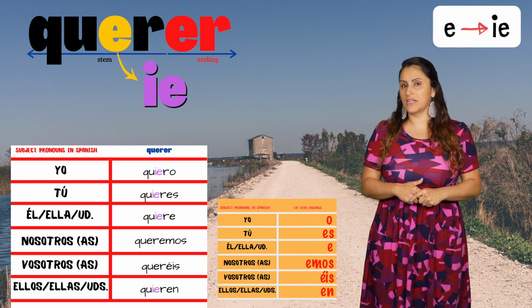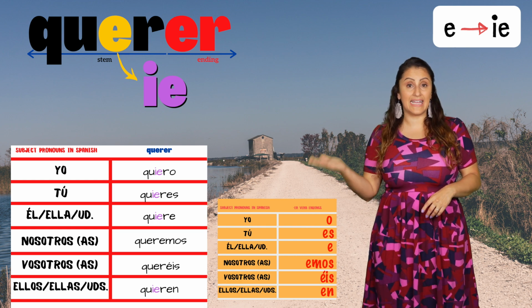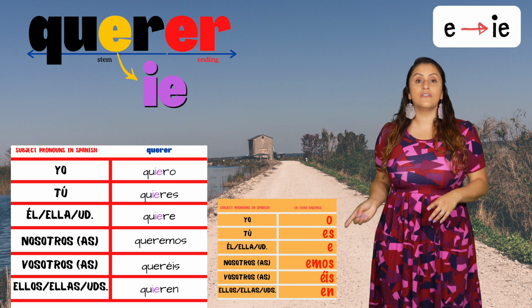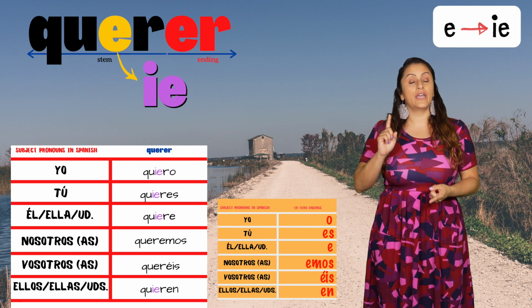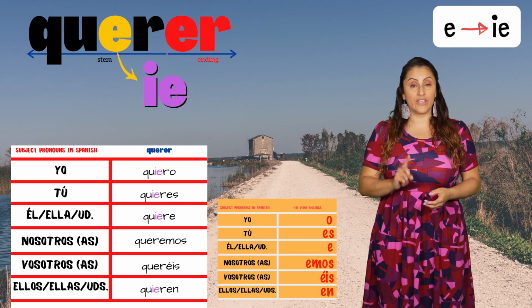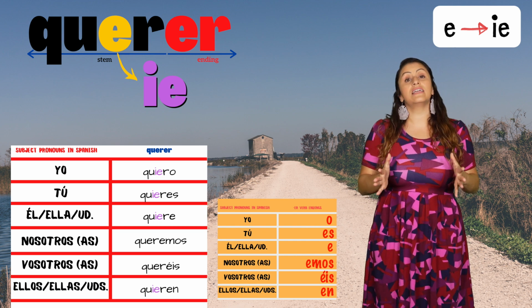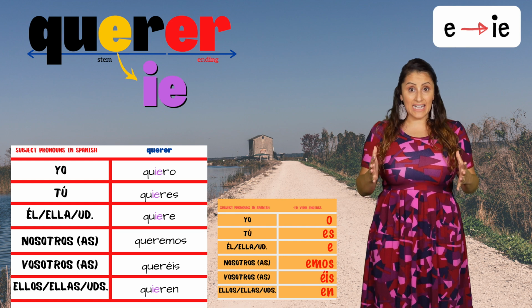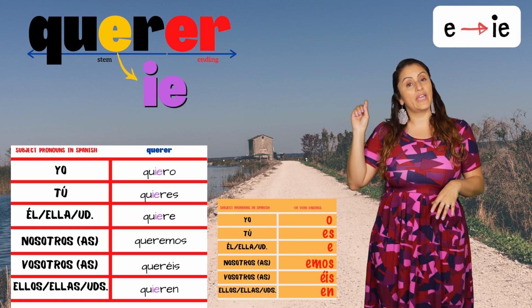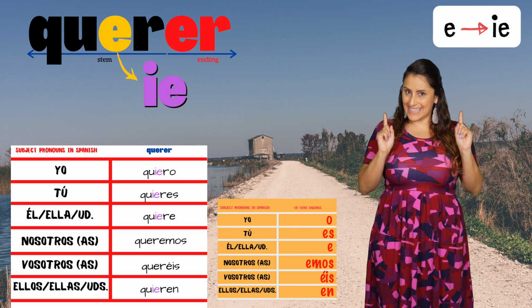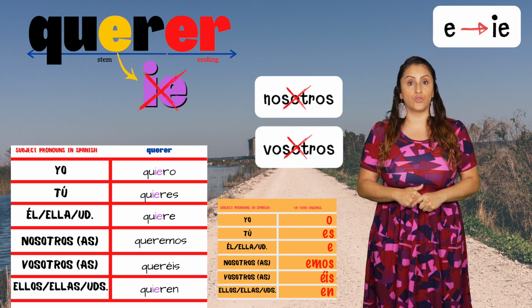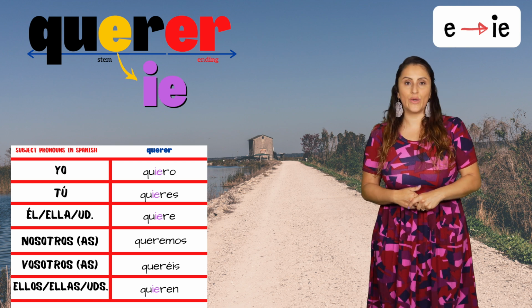So one more time, I want to point out to you that because querer is an ER verb, all of our endings are right here, like if it was a regular ER verb. So we have o, es, emos, éis, and en. The only thing that we have to remember is that querer is a stem changer. So we have to change that E to IE in all forms except for nosotros and vosotros. So let's look at a few examples.